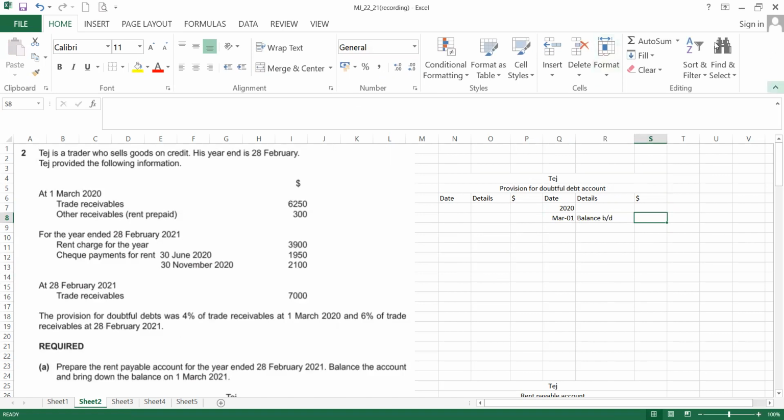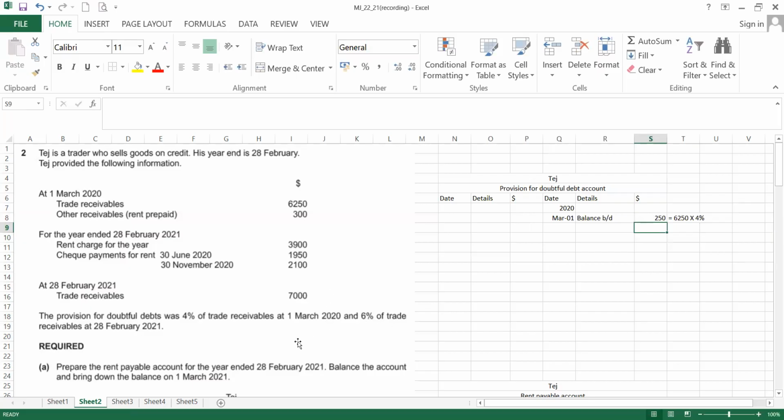So how do we calculate this amount? This amount actually is, we take 6250 times 4%. So this is how we get the opening balance. So we take 6250 times 4%. So 250.